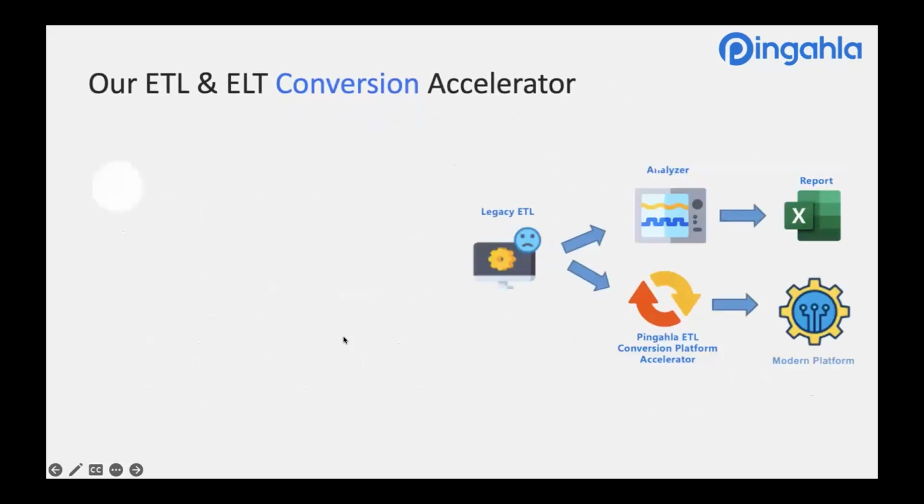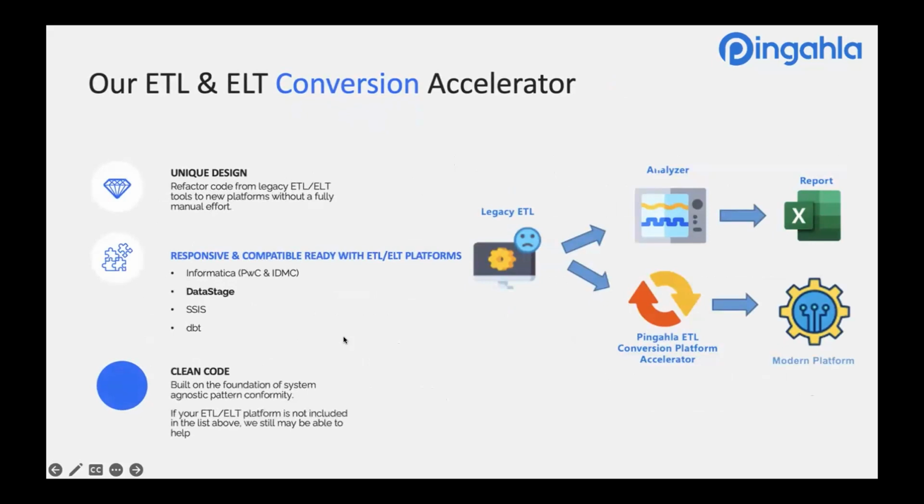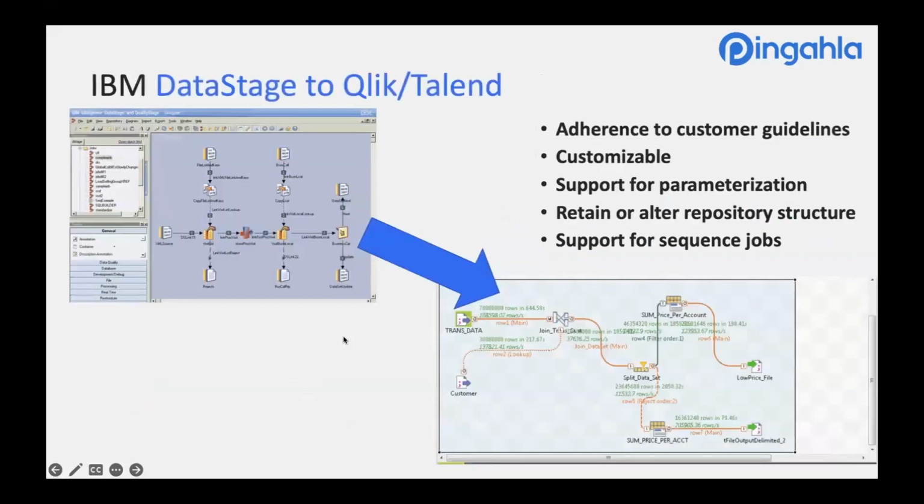Now, within the demo, we're going to walk you through how the conversion platform works and the value that it brings to your organizations. Our ETL and ELT conversion accelerator has a unique design and has the capability of converting DataStage to Talend Data Fabric, but it also gives you the ability to convert other legacy ETL and ELT solutions, such as the Informaticas, the DBTs, and SSISs of the world. And leveraging the platform itself allows for a better user experience, as well as providing you the flexibility in migrating from your legacy platform, such as DataStage, to Qlik's Talend.